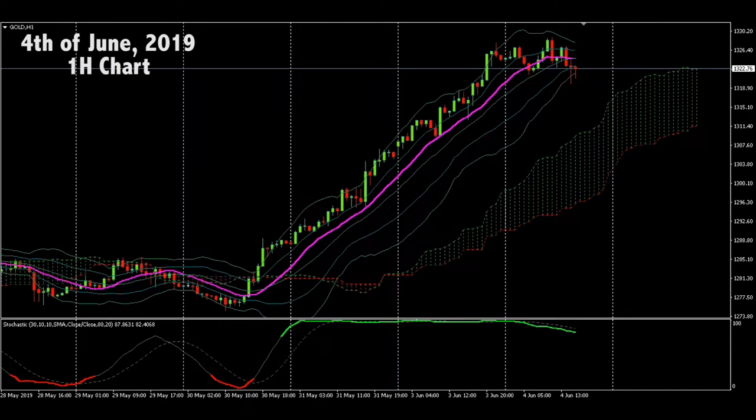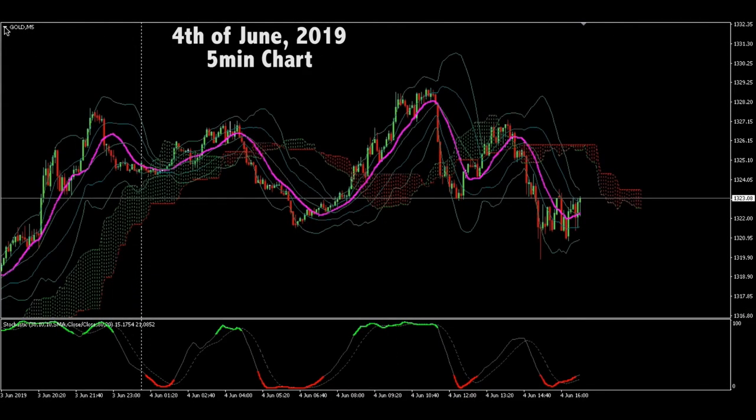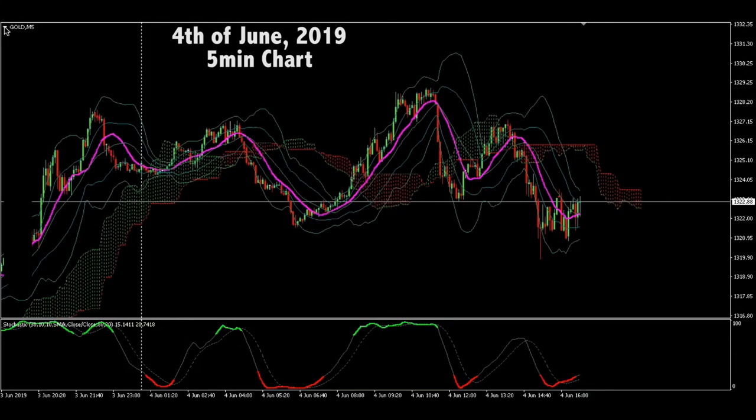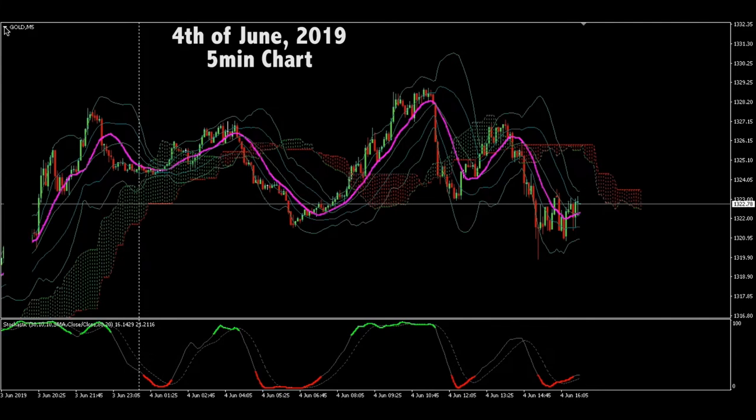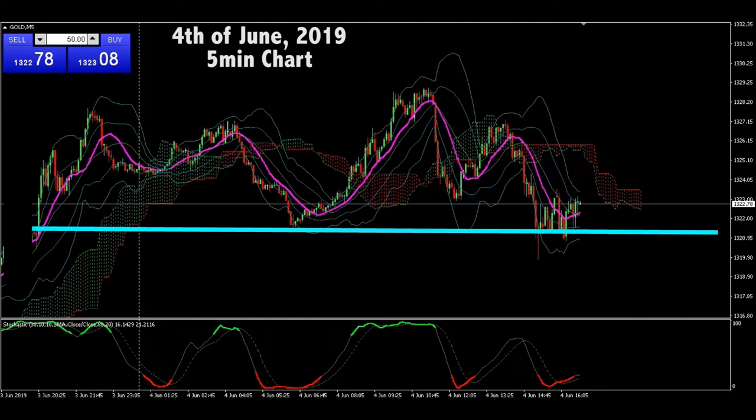All right, let's look at the 5 minute chart now. Okay, this is the 5 minute chart of gold today on the 4th of June. After the strong bullish trend, today it shows a complete range, as you can see, and the price goes up and down, but recent price action shows that there is a firm ground here, like a strong support. So let me place a buy here, hold on.